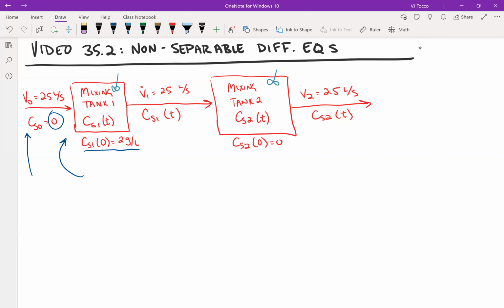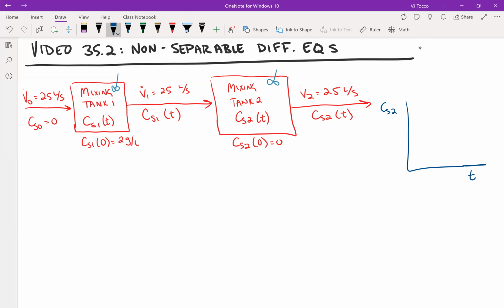So this problem may look familiar. I think I gave you the first part of this problem before, but we'll just quickly recap. In order to solve for CS2, which is what the problem is going to want me to do, or to sketch what CS2 looks like as a function of time, I first have to know what CS1 looks like as a function of time. Just qualitatively, I already know the shape of CS2 as a function of time.